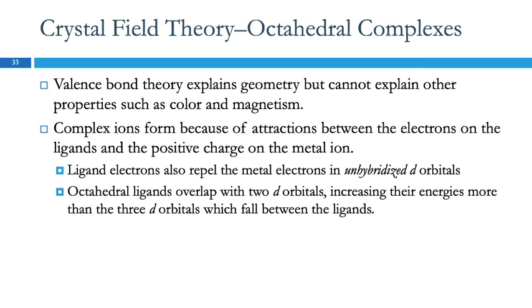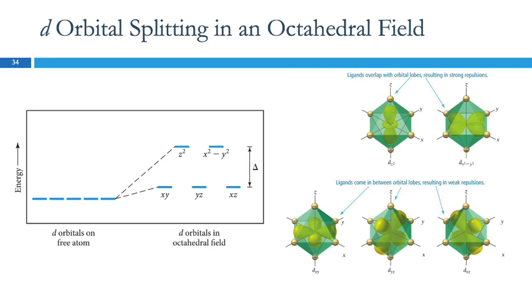But ligand electrons will also repel metal electrons that are in unhybridized d orbitals. So in an octahedral complex ion, those ligands are going to overlap with 2 of the unhybridized d orbitals, and then the other 3 are going to fall between the ligands. So we need a picture for this. So what we've got here, these little negative charges here, those are the ligands, right? And they're in an octahedral shape.